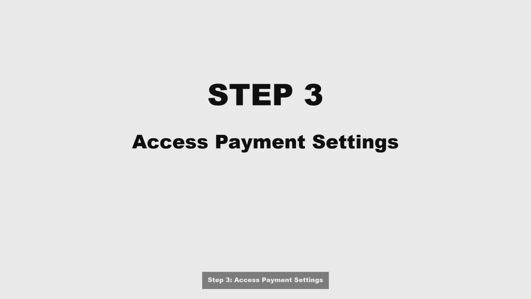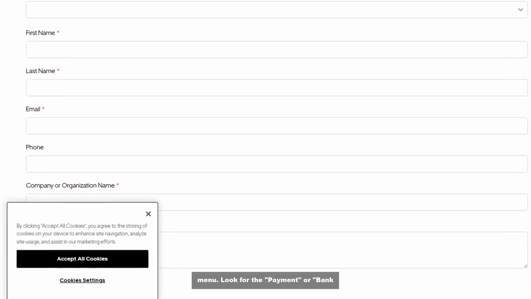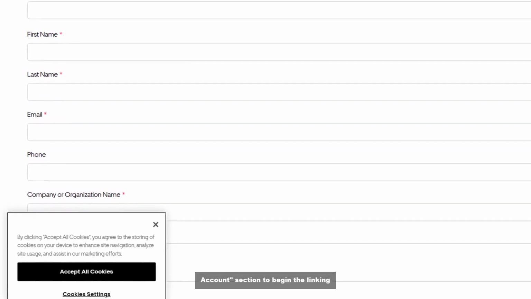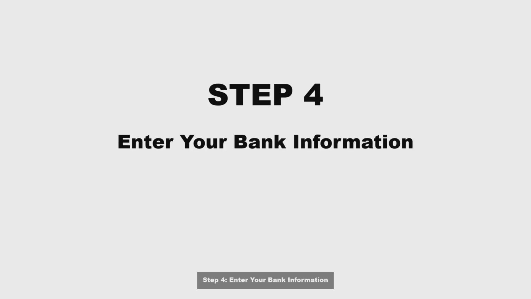Step 3. Access payment settings. Once logged in, navigate to the settings menu. Look for the payment or bank account section to begin the linking process. Step 4. Enter your bank information.